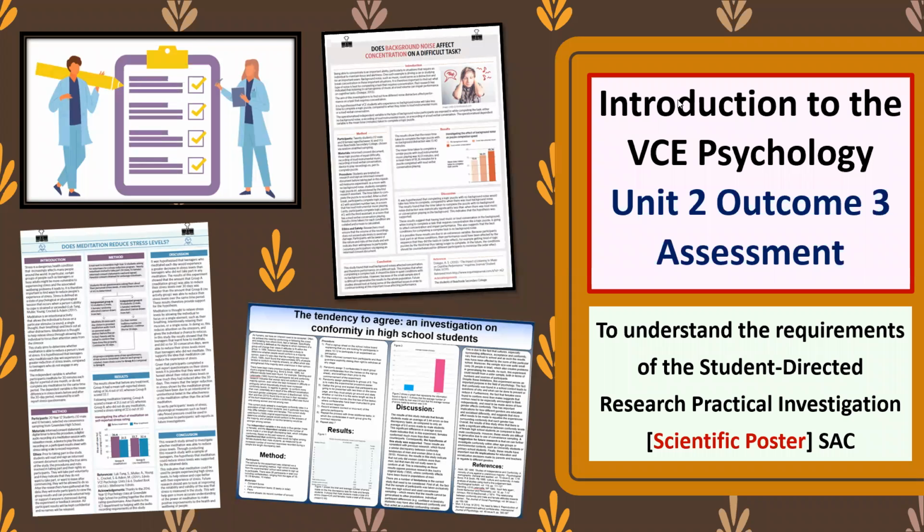So today what we're going to be doing is looking at an introduction to what the Unit 2 Outcome 3 assessment is going to be like. We're going to go through what the timeline is going to look like for us in the next few weeks, as well as some sample posters of what we expect you to do. So what the end product will look like, as well as a quick overview of what needs to be included in each section.